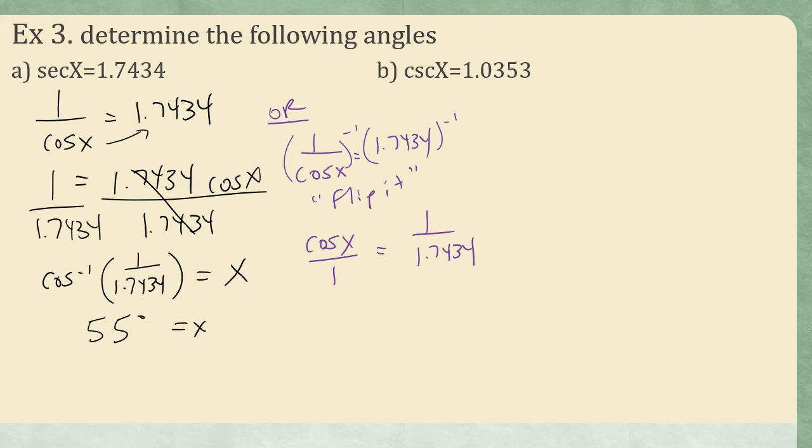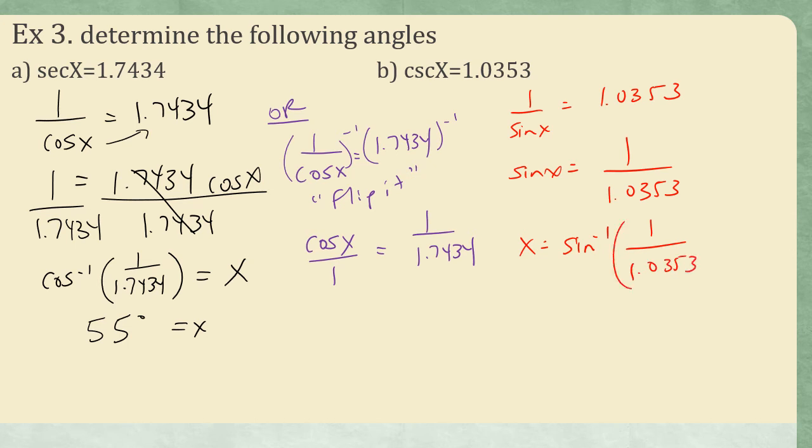Our next one, cosecant. Cosecant goes with sine, so 1 over sine x equals 1.0353. You can go through all the steps like I did in the first part of A, or just flip both sides. That becomes sine x, and that becomes 1 over 1.0353. X equals the sine inverse of all that. Type that into your calculator just like you see it, and we will go to the nearest whole number. 1 divided by 1.0353. I get 75 degrees. Hopefully that's what you get too. If you do, virtual high five.